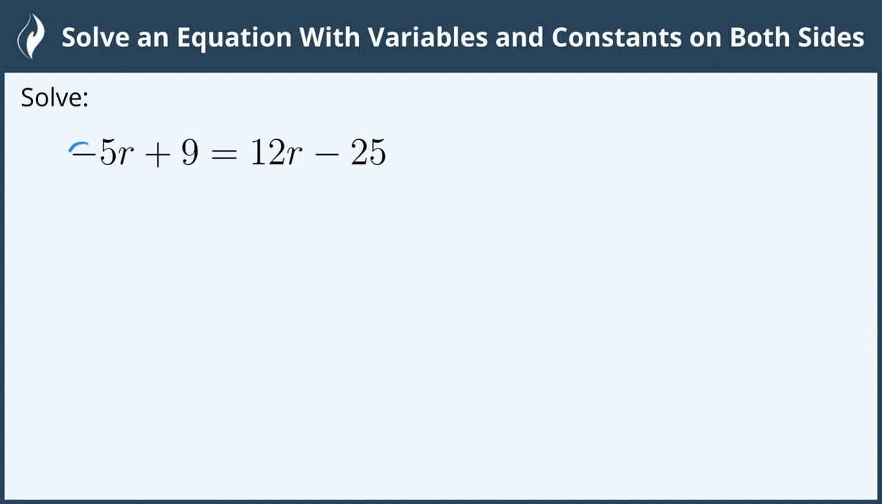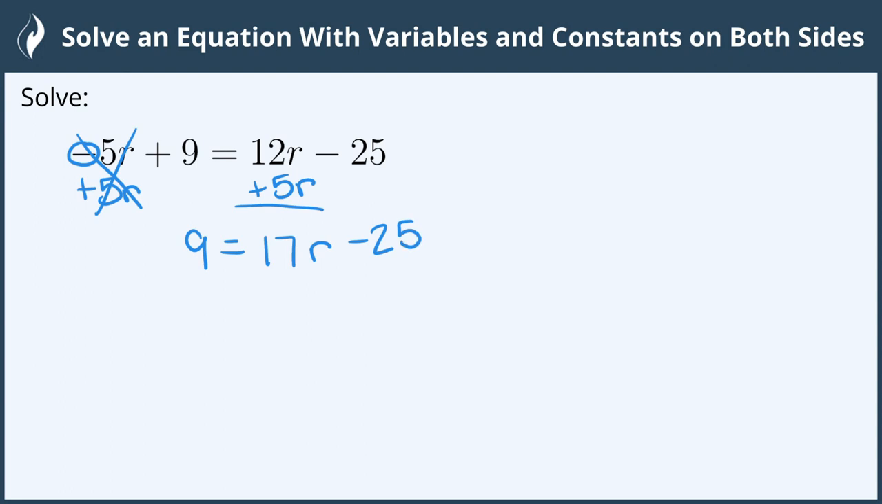So because we have a subtract or a negative 5r, we need to do the opposite to negate that. So we will add 5r to both sides to keep the equal sign balanced. Negative 5r plus 5r cancels, and we're left with 9. On the right side, we'll combine like terms. 12r plus 5r gives us 17r, and we still have the minus 25. So we have now combined all of the terms with the variable on one side.